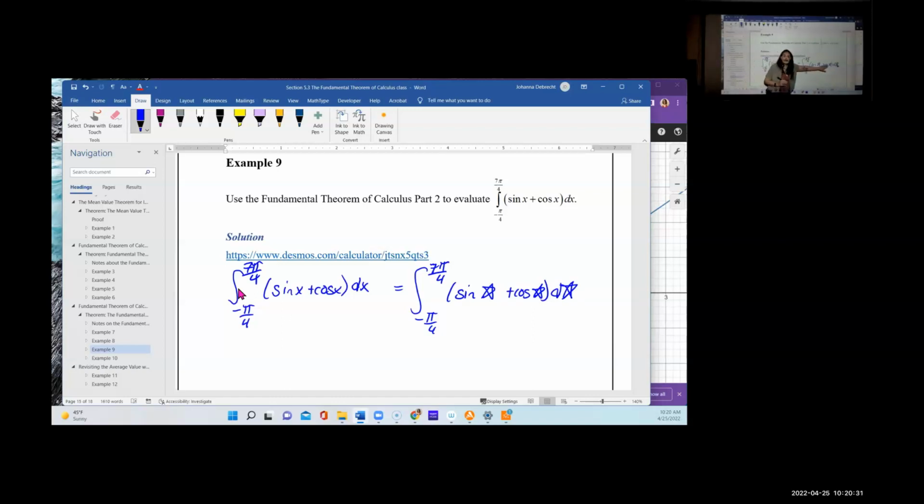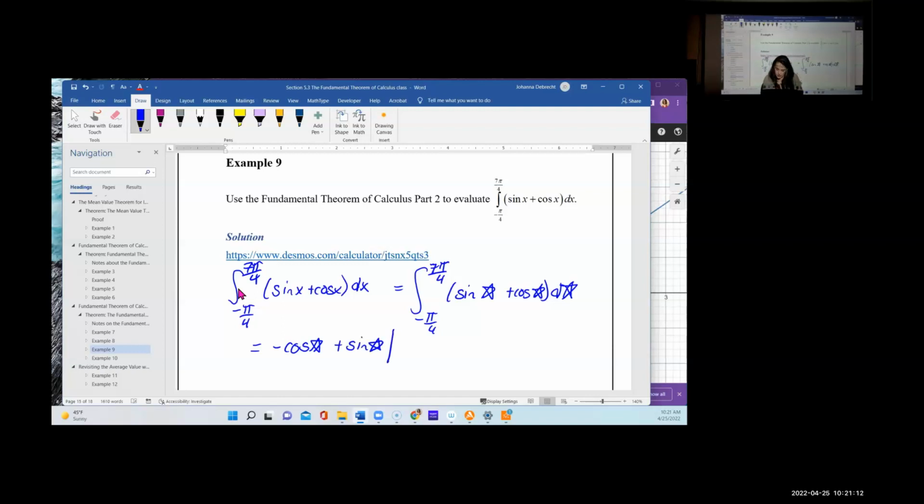I need the antiderivative function for sine of star plus cosine of star. Remember, you're undoing the derivative. So the derivative of something gave me sine. Well, the derivative of cosine is negative sine. So to get positive sine, I should have a negative cosine. So I have negative cosine of star. And then I've got cosine of star. I took the derivative of something and I got cosine. Well, it had to be sine. So the antiderivative of cosine is sine.